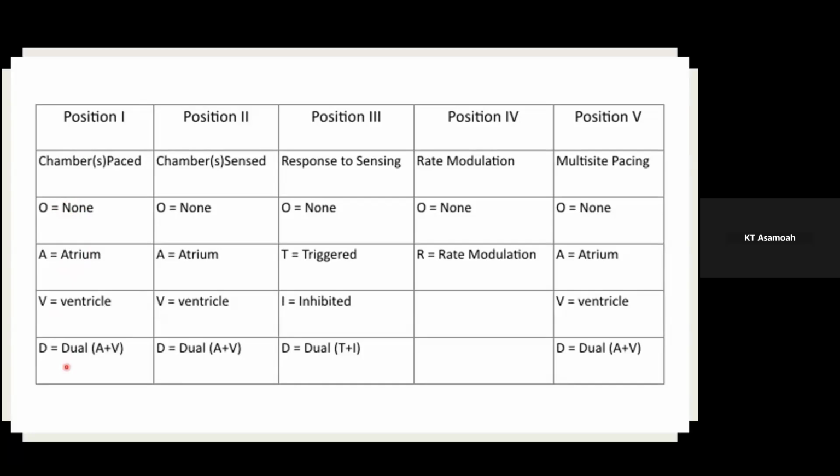Then second is the chamber being sensed. And then the third is what the response is to sensing. When you sense, do you trigger, do you inhibit, or do you do both? Then there's a position 4, which is sometimes used for rate modulation.